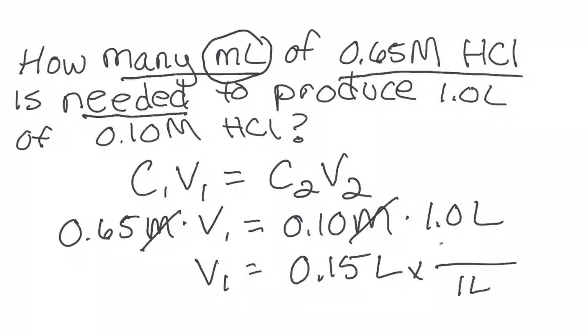So I have 1 liter equals 1,000 milliliters. And now my actual answer is that times 1,000. So I have 150 milliliters. And we had 2 significant figures, so that's what we have. So if I take 150 milliliters of 0.65 molar and dilute it to 1 liter, I will end up with a 0.10 molar concentrated HCl. And these are typical problems that you actually have to do in a laboratory to make solutions that we use every day.